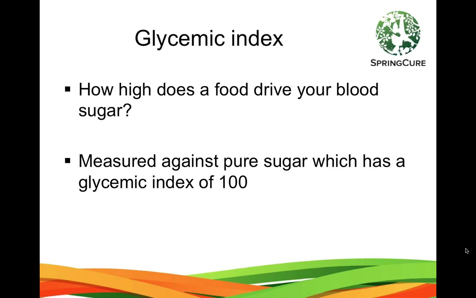So the glycemic index is how high does a food drive your blood sugar? Because how high your blood sugar is driven is essentially related to how much insulin you're going to get released and how much fat is going to be stored. Glycemic index is measured against pure sugar, which has a glycemic index of 100. So things with a lower glycemic index cause your blood sugar to rise much slower than those that have a higher glycemic index.